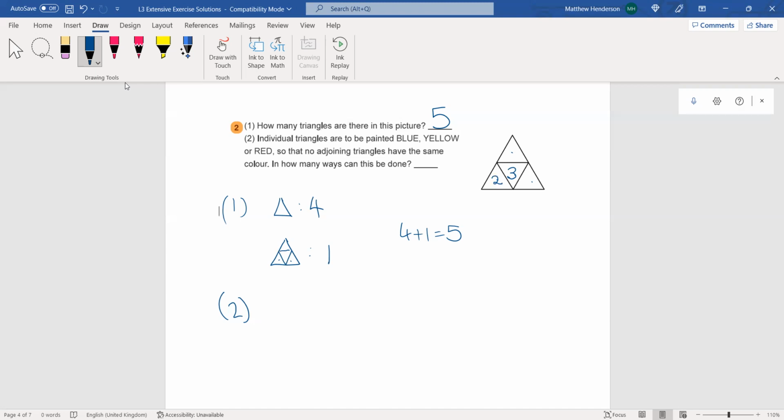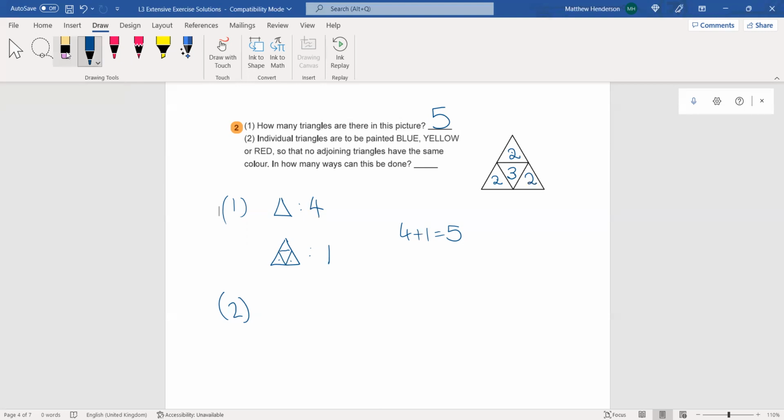Next, I could paint the triangle at the top. And again, this triangle is only affected by the one in the middle. So I could choose any of the colors other than the one we've chosen in the middle. And finally, for exactly the same reason, there are 2 more choices for colors to paint the bottom right-hand triangle.